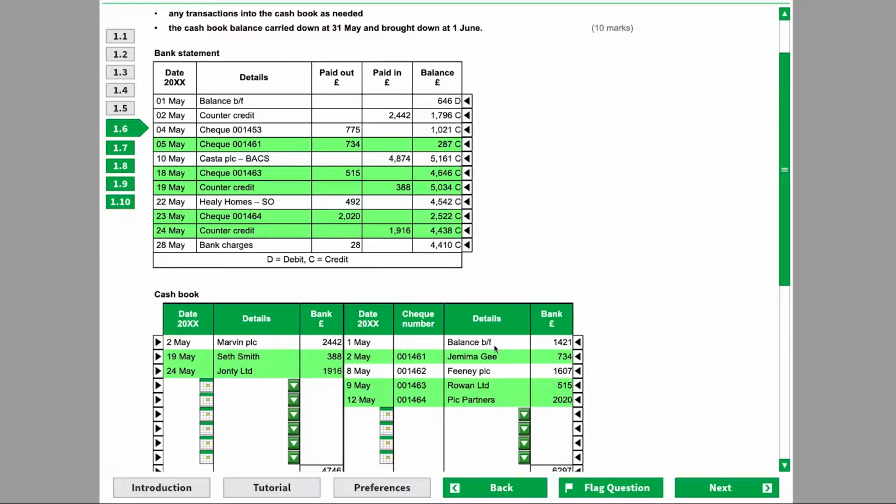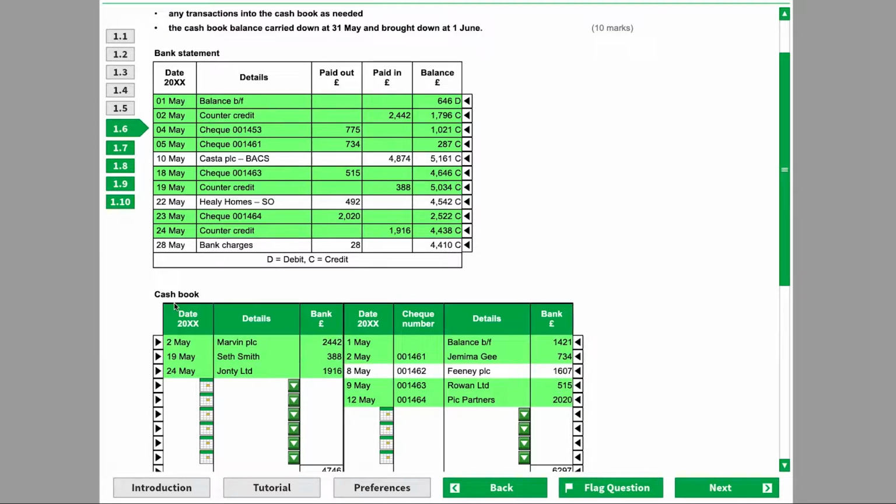The reason it can be like this is just due to timing, as we might have entered the check into our cash book, but it takes a few days to come through in the bank. So we can mark those off. So we've got this, this, and this. We also have the credit for 2442, so let's just mark that one off as well.